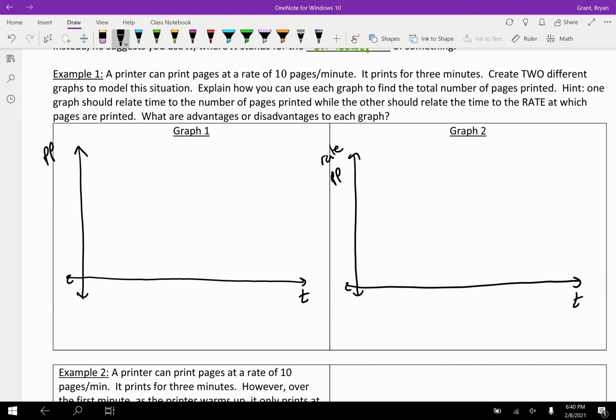Okay. So I'd like you to play around with that for a quick second, and then we will come back together. Ready, set, go.